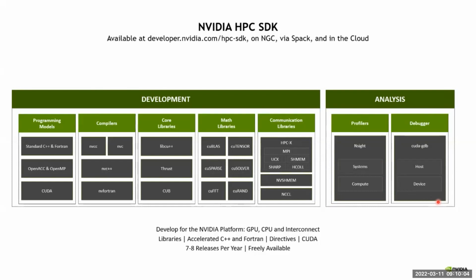And all of this is one package you can download. It is 100% free, and it's downloadable from our website, or it's available in a container from NVIDIA's NGC registry. It can be installed via Spack and is available on all of the major cloud providers. HPC SDK ships about 7 or 8 times per year, and as I said, it's completely free to download and to use.